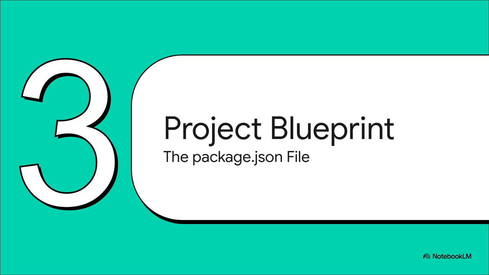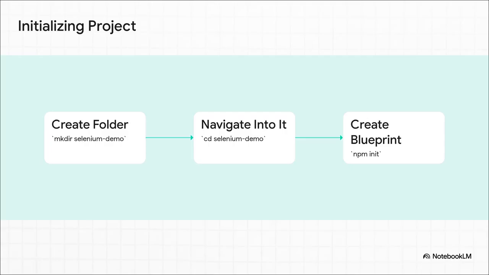Now, it's time to draw up the blueprint for our project. And this blueprint is basically a single file that's going to manage all the details and all the different components of our automation engine. So let's hop back over to the terminal. First, just make a new folder for our project and then move right into it. From there, run the command npm init. This starts a little setup wizard that generates our main blueprint file. And for now, you can honestly just hit enter through all the questions to accept the defaults.